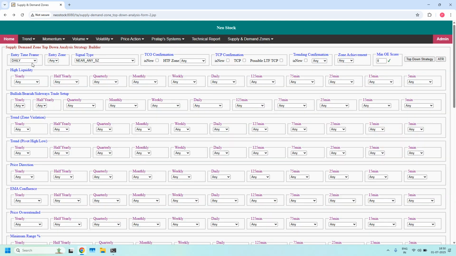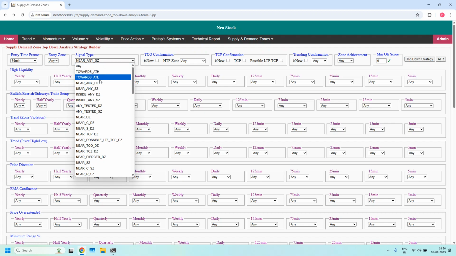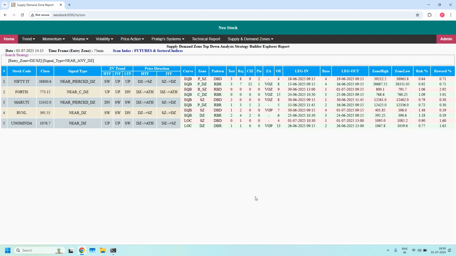Okay, next time frame is 75 minutes. Stocks near to the 75 minutes demand zone, we got 5 stocks. Let us identify high liquidity 75 minutes demand zones. Here Fortis is having a 75 minutes high liquidity demand zone. It is also having a 75 minutes high liquidity supply zone. That means sometimes stock will be moving between these two zones. So that's why we may get trade opportunities on either side. That's it. We got only one 75 minutes high liquidity demand zone from this list.